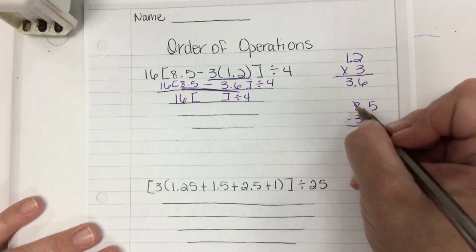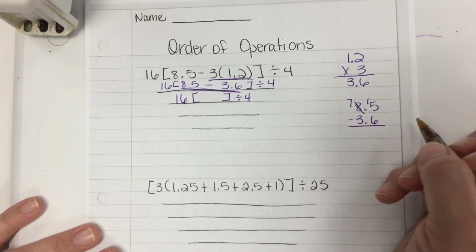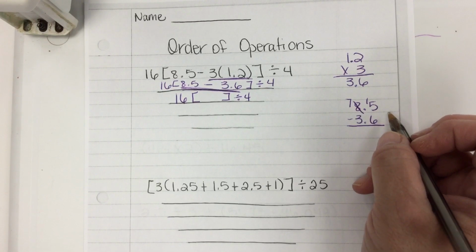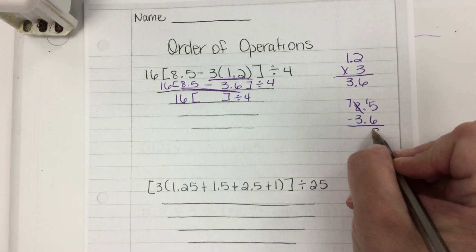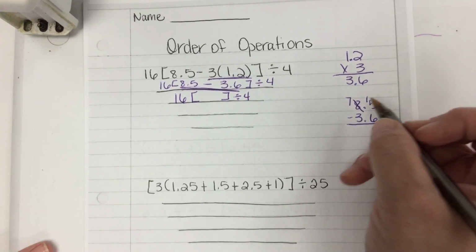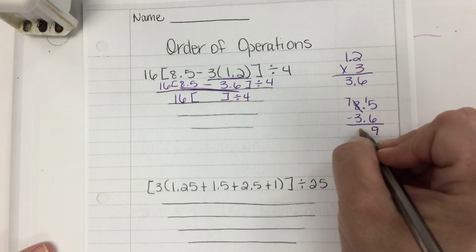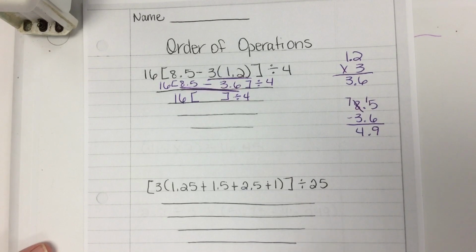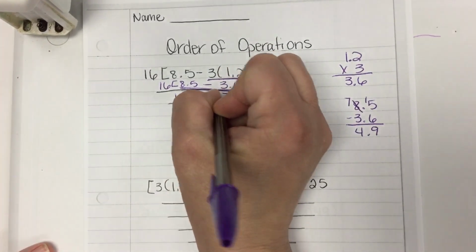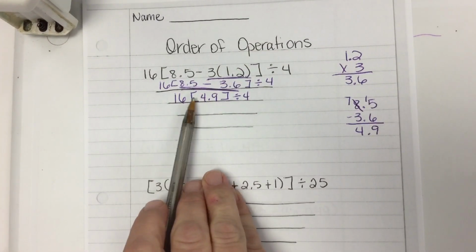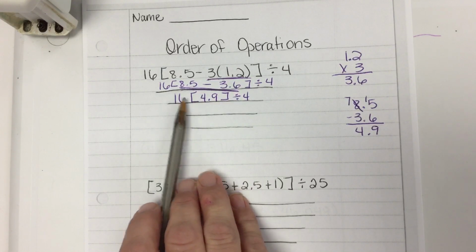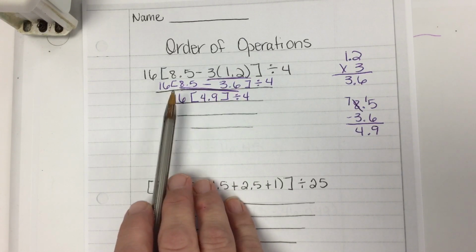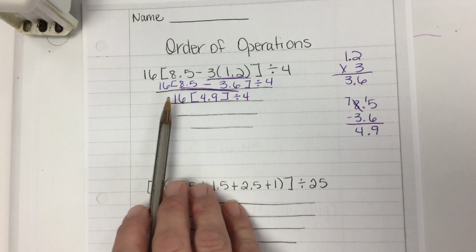Okay, 8 becomes a 7, 5 becomes 15. 15 minus 6. 7 minus 3. Bring down your decimal. Okay, so I put it inside the brackets because I want you to see that you can leave it inside the brackets, or you could have just put a multiplication sign here because a number next to the bracket is the same as a number next to the parentheses.